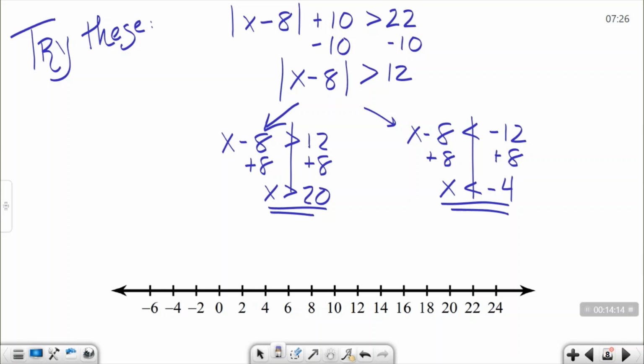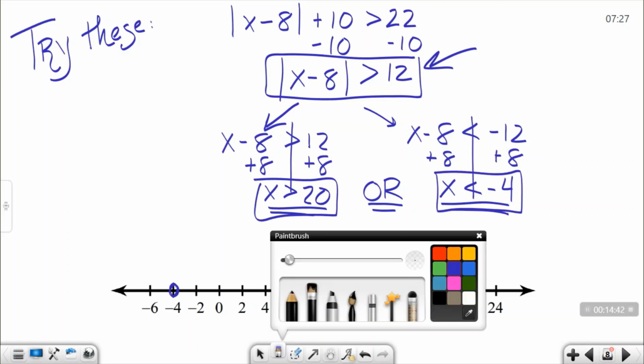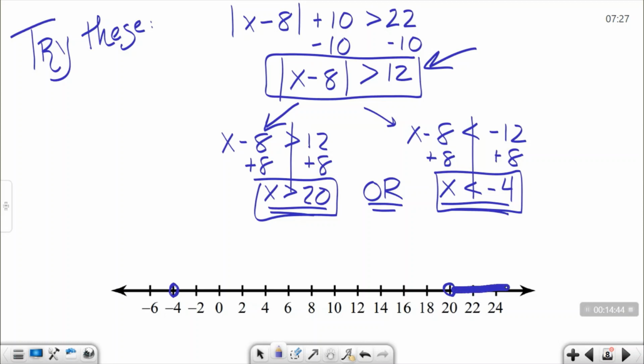Now putting those reference points on our number line, I've got an open circle at 20. All right, an open reference point there at 20, and I've got an open reference point at negative 4. And since the original one is greater than, all right, since we're looking right here, always where we solved it for that absolute value bit, I'm looking where the absolute value is greater than 12, so I notice I'm going to be dealing with an or statement, so these are my two answers, and my shading goes to either side of those, this way and this way.